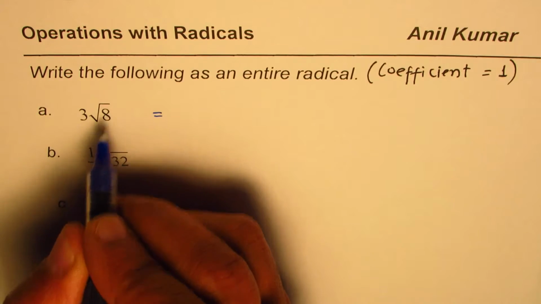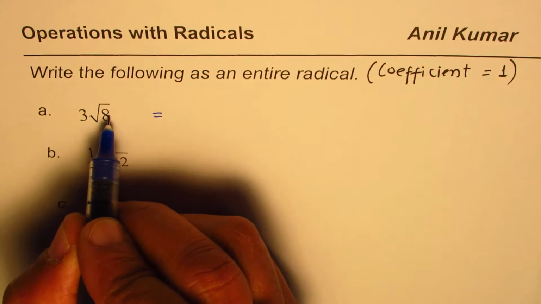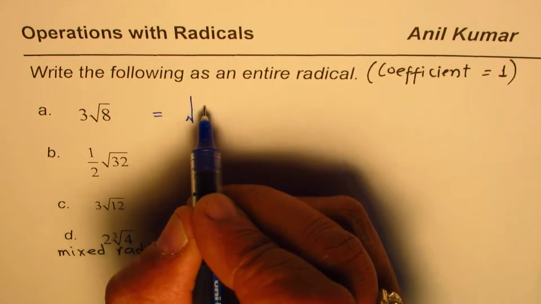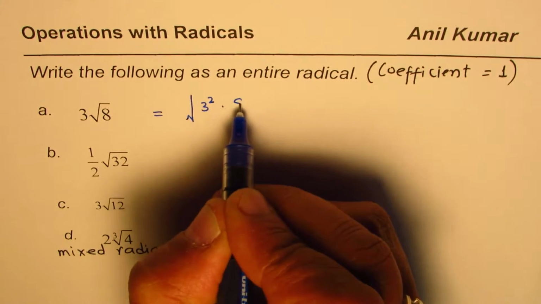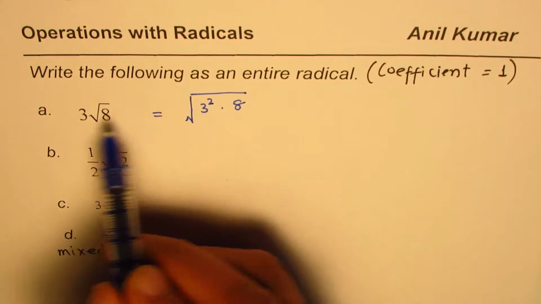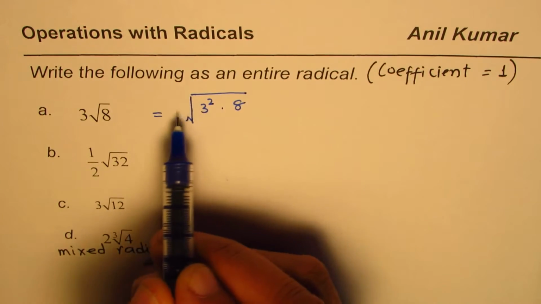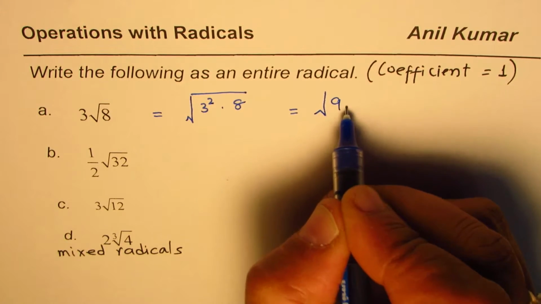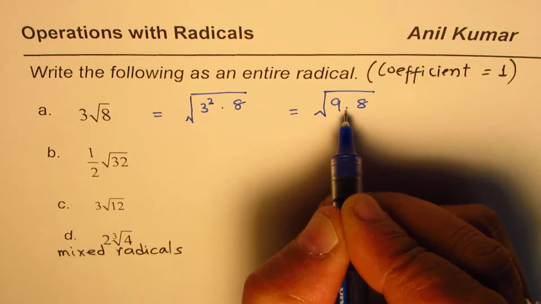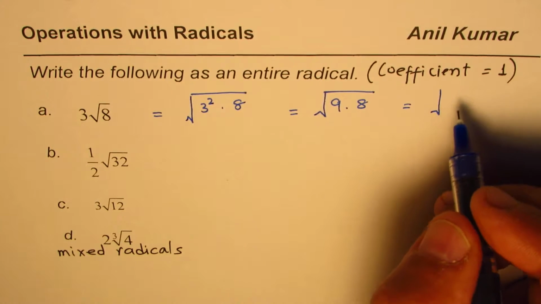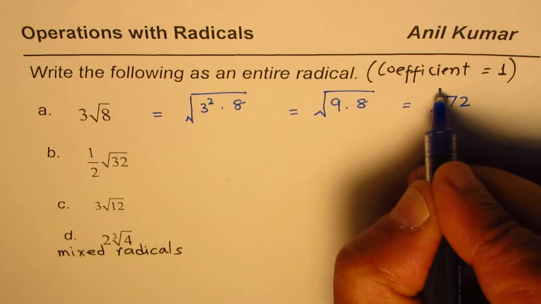So 3 square root of 8, we can bring 3 inside as 9, right? Square of 3. Let's write down 3 square, and we already have 8 here. If it is a square, we could bring it out as a coefficient of 3, correct? So that's the reverse process. Square of 3 is 9, so 9 times 8. That dot is not a decimal, it's a product sign, multiplication, okay? And 9 times 8 is 72, right? So that is the result.